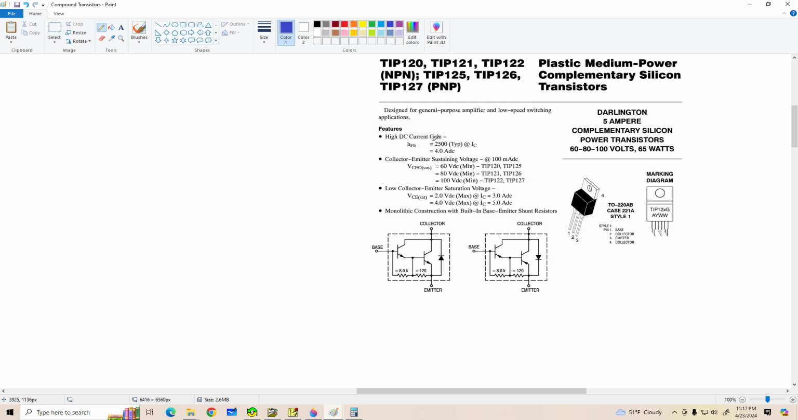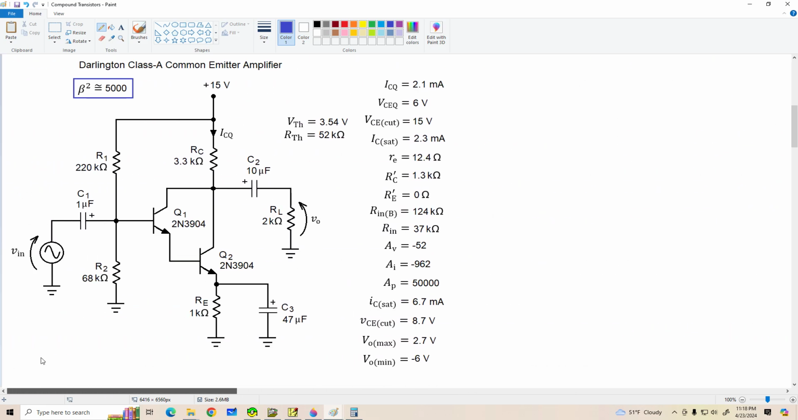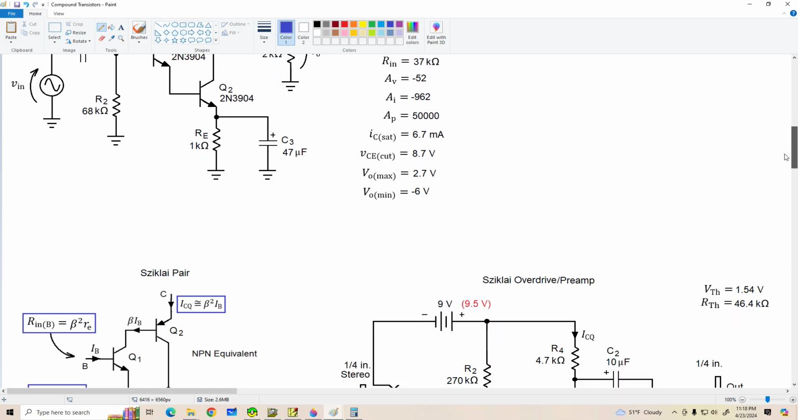Now, this transistor has a typical beta of about 2500 with a collector current of 4 amps. And there's not a whole lot else to say about it. VCE(sat) is a little bit on the high side, 2 volts at 3 amps, 4 volts at 5 amps. But anyway, these are the kind of transistors you'll probably see out in the wild. And if you didn't want to use them, you could build your own. Now let's talk about the Sziklai pair.